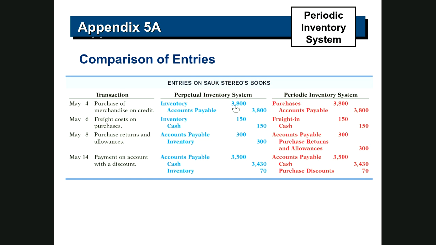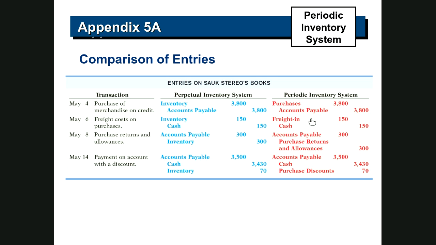The perpetual we did line by line, if you remember. We purchased 3,800, we debited inventory and we credited accounts payable. In the periodic system, we debit purchases and we credit accounts payable. In the perpetual, we paid for the freight. When we paid for the shipping, we debited inventory for 150 and we credited cash. Remember this entry? In the case of periodic, we do freight in and cash. See the difference? We do freight in. This freight in will be added to total purchases later.